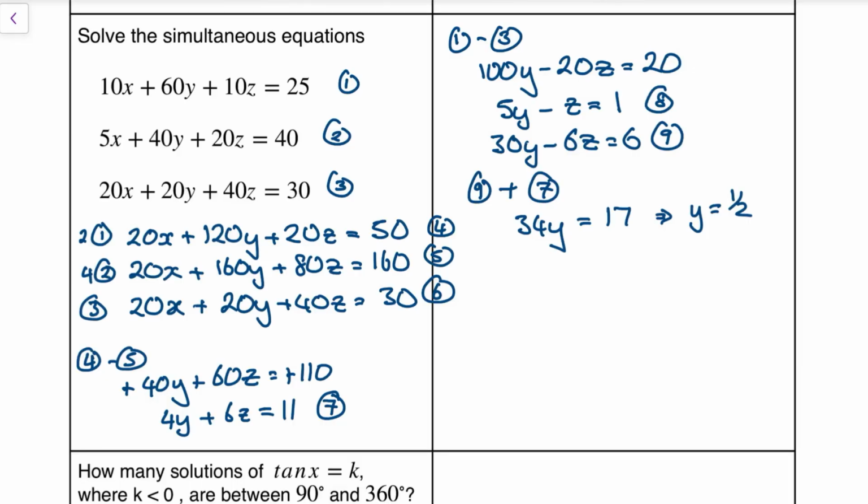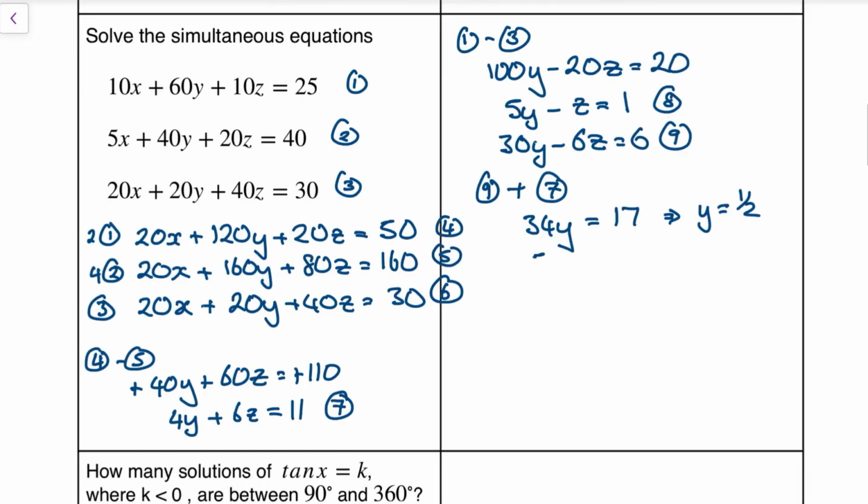Now, what should we do? Let's put that back into equation 8. So 5 over 2 minus z is equal to 1. So 5 over 2 minus what is equal to 1? It means that z must be equal to 3 over 2. Is that right? 5 minus 2? Yeah, 3 over 2. I've got y, I've got z, now I need to find x.